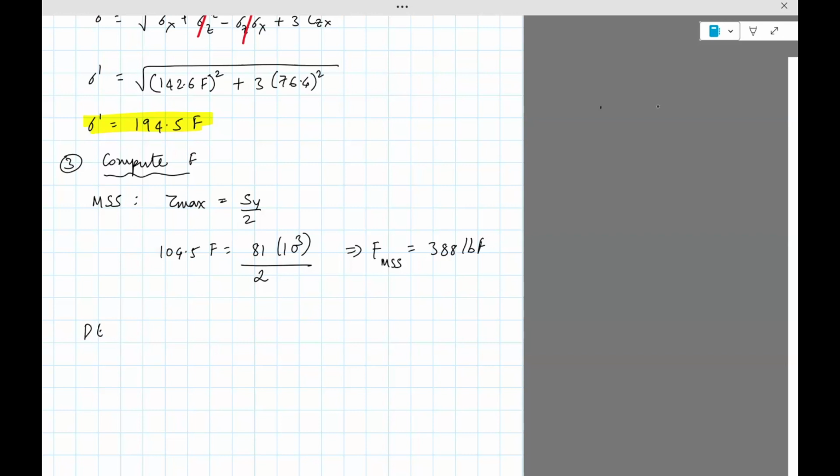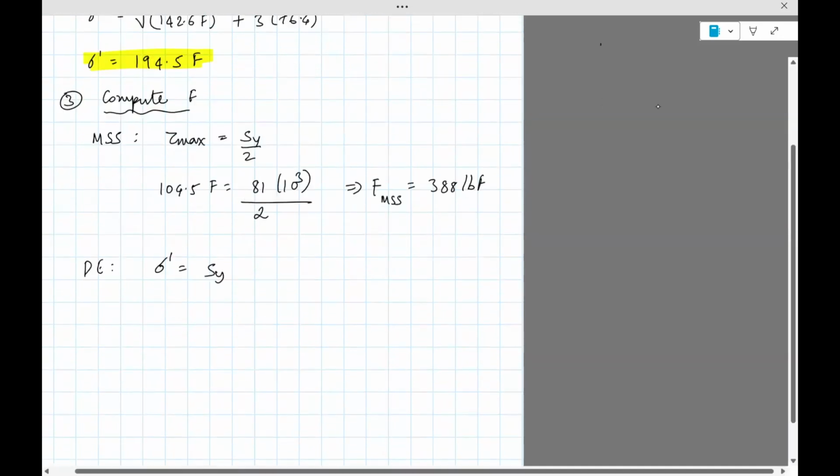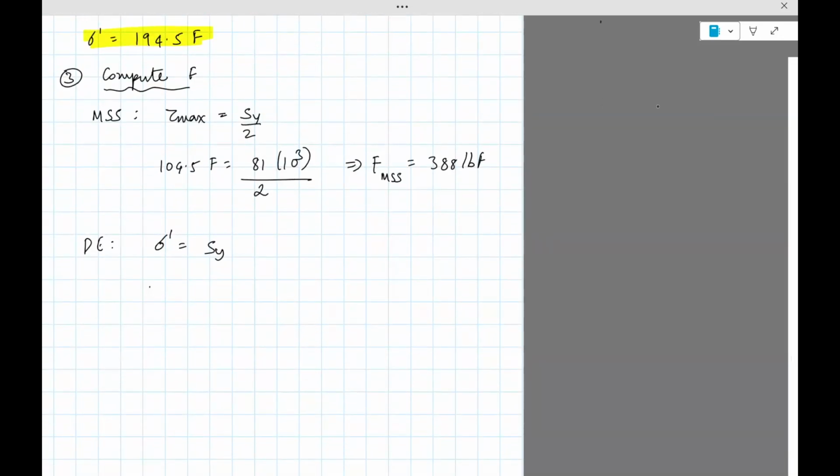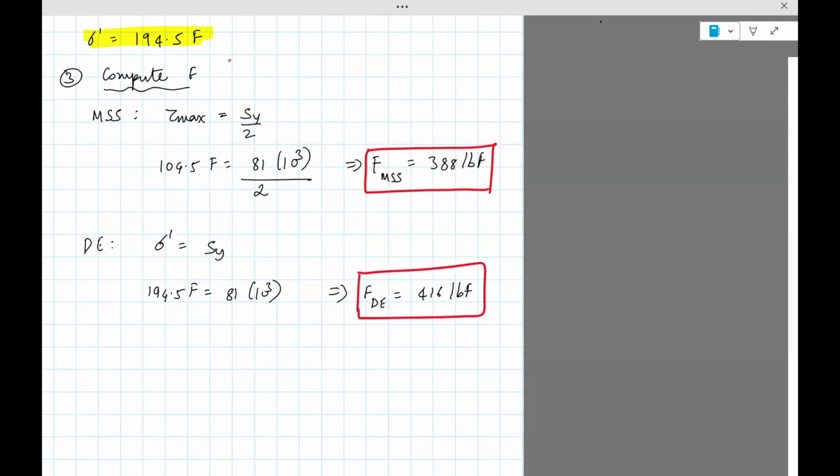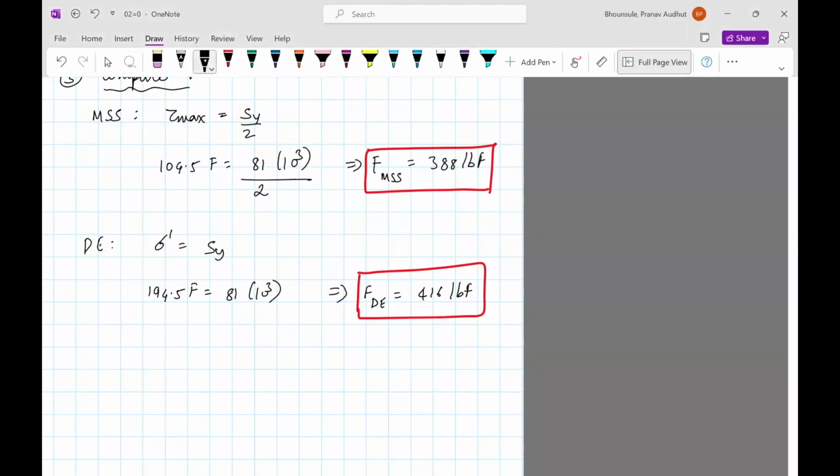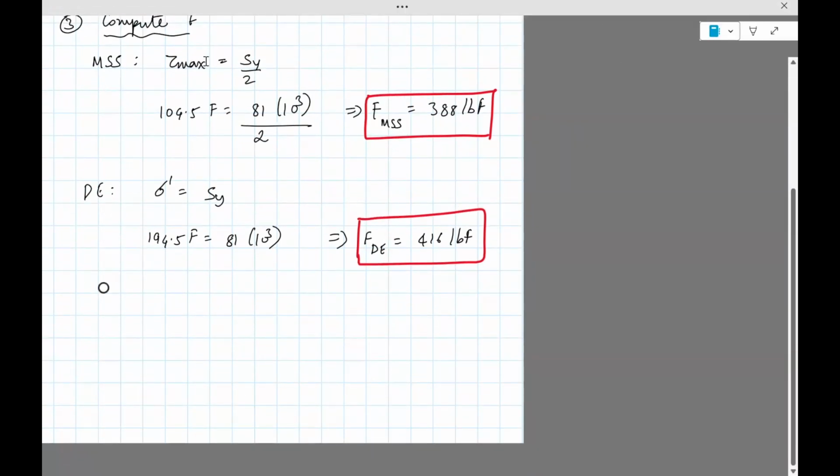And then if you use DE, the criterion is sigma prime is equal to SY. So sigma prime is 194.5 times F. SY is 81 kpsi, so convert to psi. You can solve for F using DE. That comes out to be 416 lbf. So that basically solves the problem.